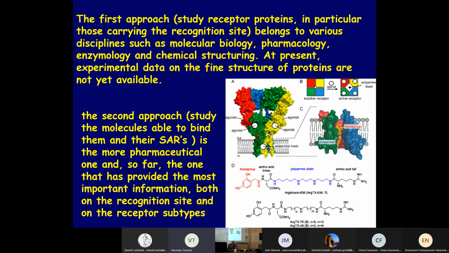When we know the chemical structure, for example, here you see the nicotinic receptor, we can design new molecules, and we can know the site for the agonists, for example. We can use particular ligands. You see this polyamine chain. We can use particular probes, we say. Probes are molecules able to interact with a specific part of a receptor.